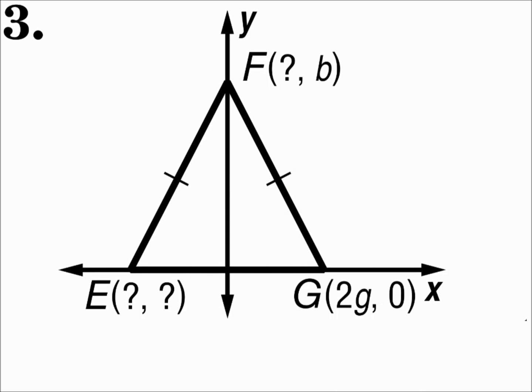Question 3. This is also an isosceles triangle. We're missing both coordinates of point E and the x-coordinate of point F. Because it's isosceles, it can be folded in half, so we do have that symmetry. Because of that symmetry, point G is just as far to the right as point E is to the left. Point G is 2g units to the right. So that means that point E is 2g units to the left, and when you go left, that value is negative. So the x-coordinate is negative 2g.